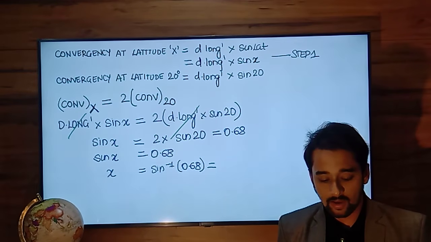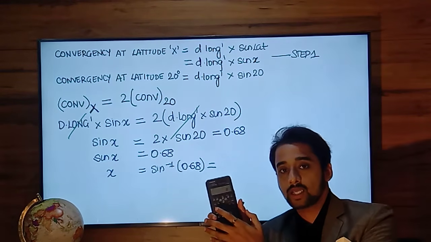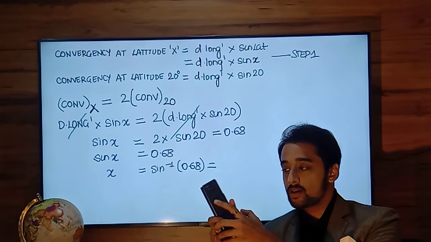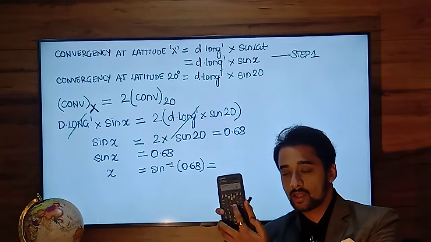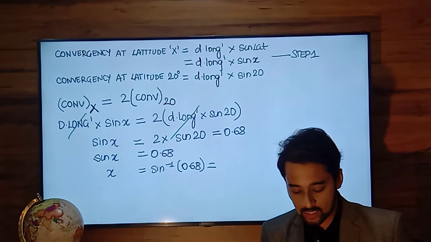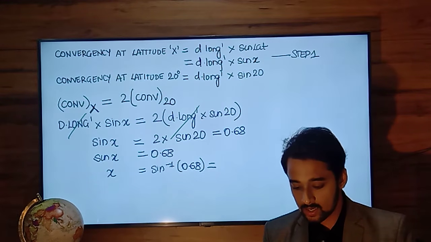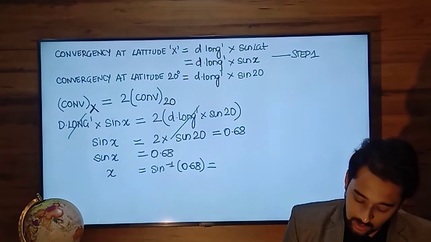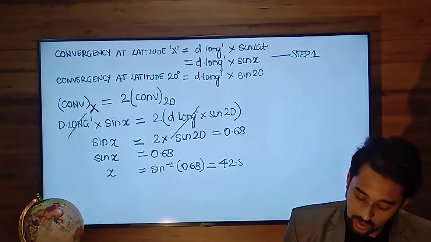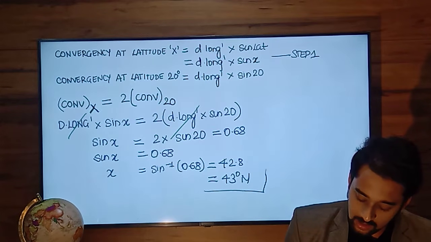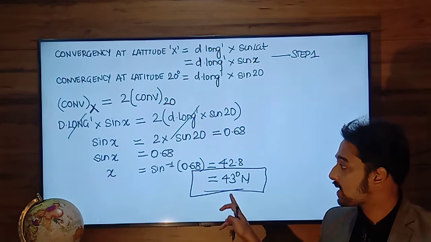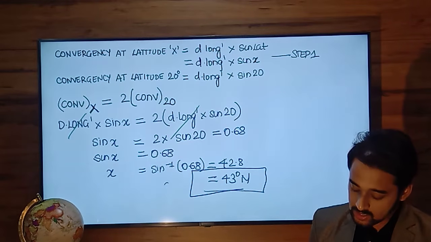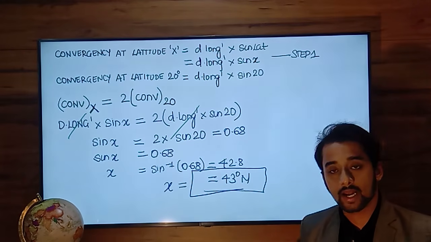So using your scientific calculator, press the top left shift button, then press the sine button. You will get sine inverse. Put 0.68 there. So the answer is 42.8 or approximately 43° north latitude. So x is 43° north latitude.